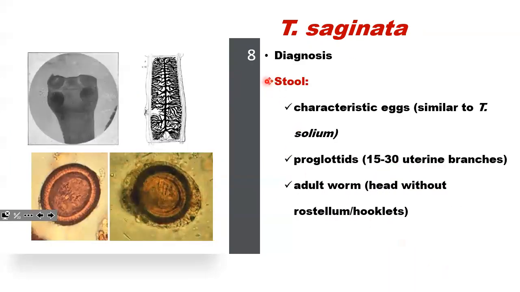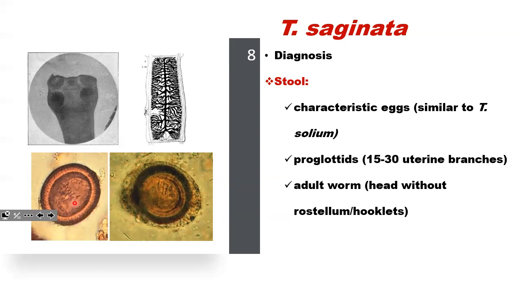So if you send a stool sample to the lab, what are we looking out for? If we get the eggs, these are the eggs of Taenia species. Now, the eggs of Taenia saginata and Taenia solium are similar morphologically under the microscope, so we cannot differentiate. So if you see just the eggs, you can only say that the patient has tapeworm infection. You cannot say whether it's the pig or the beef tapeworm. Is that making sense?